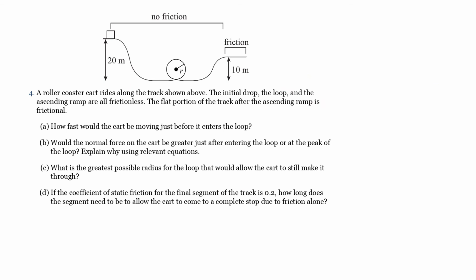All right, moving on. A roller coaster cart rides along the surface tracks as shown. The initial drop, loop, and ascending ramp are all frictionless. The flat portion of the track of the ascending ramp is frictional. All right, so just this part has some friction. We'll deal with that when we get to it. How fast would the cart be moving just before it enters the loop?